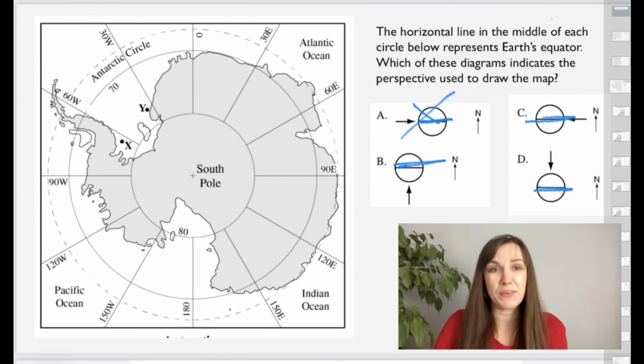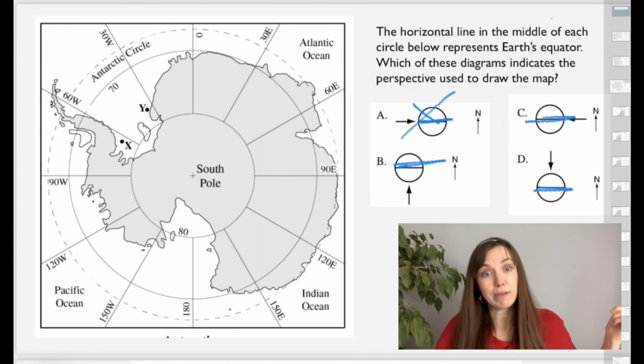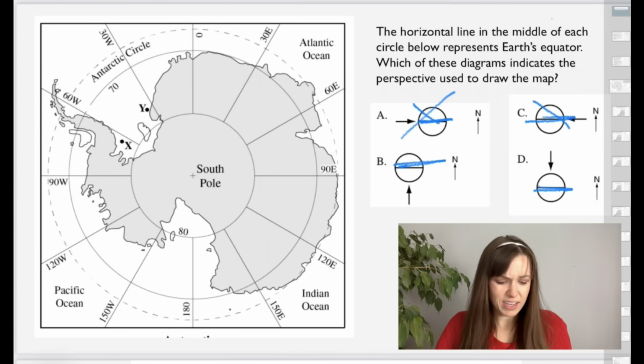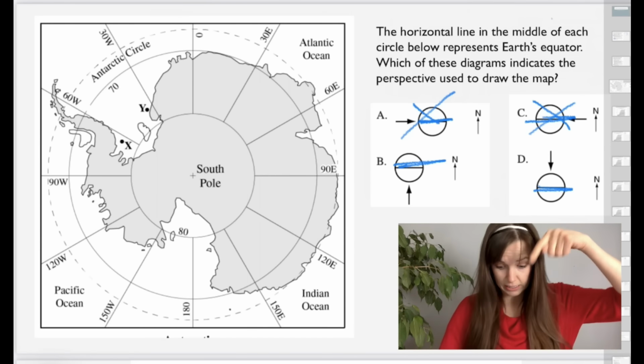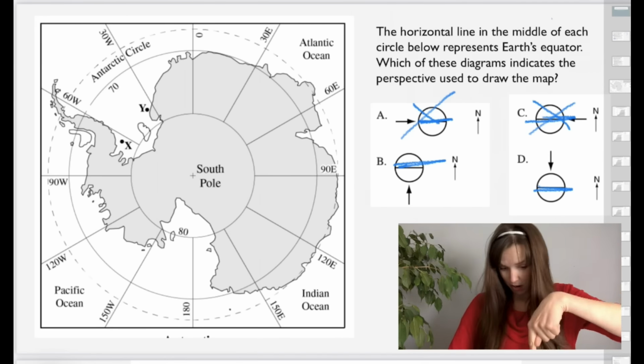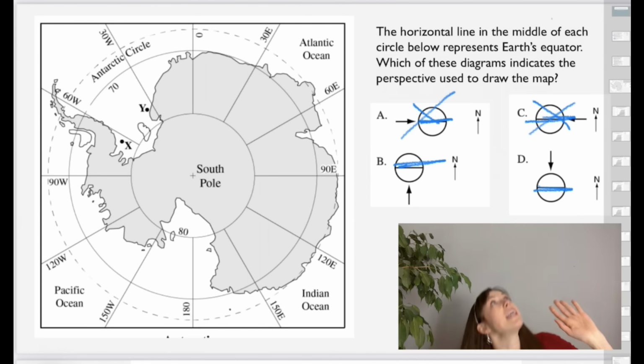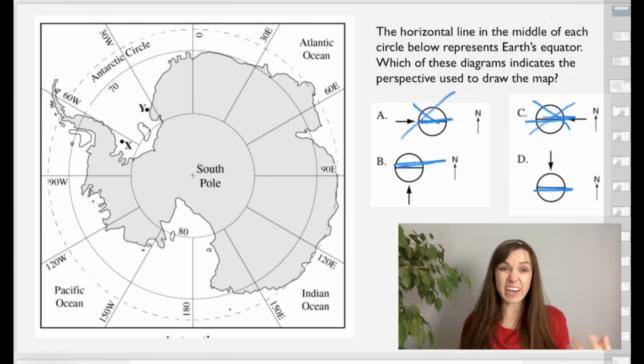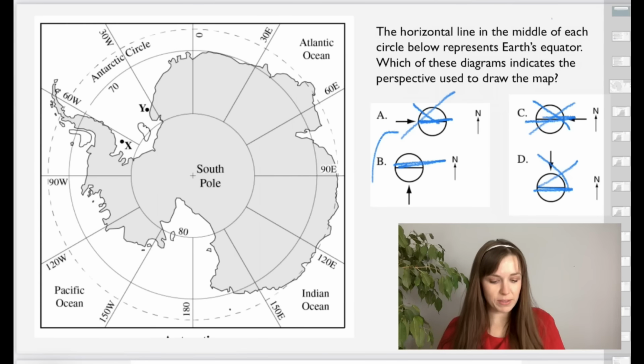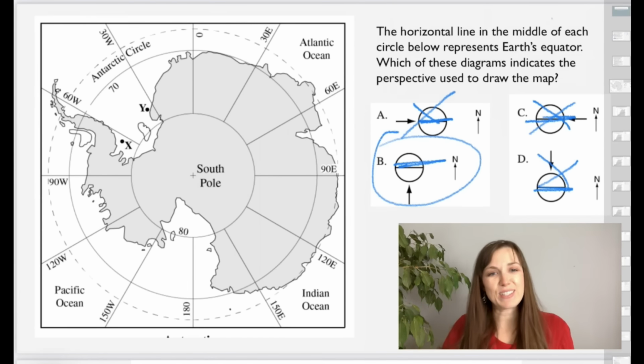I don't think so. C has us looking from the other side. Again, not so much. And D has us looking down. Are we looking down? No, we're looking up, right? We're looking up at Antarctica. So D is not it. So that would definitely leave B as the answer.